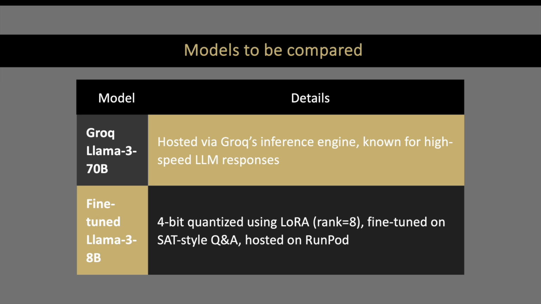The models that we compared for our use case are the Groq Llama-3-70B model, hosted by Groq's inference engine, known for high-speed LLM responses, and the fine-tuned Llama-3-8B model, a 4-bit quantized model using LoRA, fine-tuned on SAT-style Q&A and hosted on RunPod.